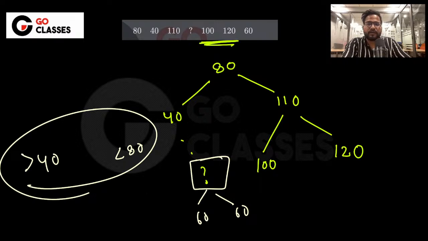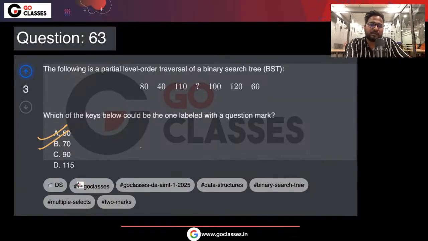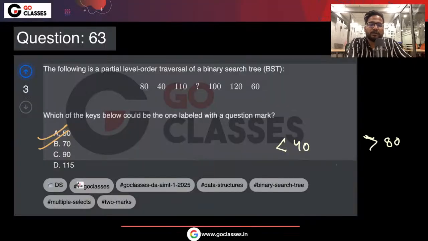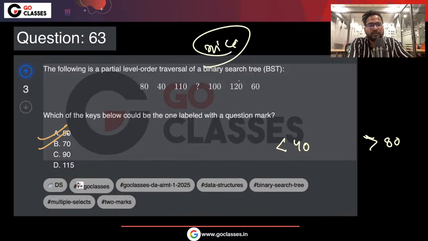Okay, any other doubt here? I hope that is understood. So 50 and 70 is the answer, any number which is greater than 40 and lesser than 80, right? Something like this. Anyway, 50 and 70 is the answer, because these other numbers are all greater than 80. It was a nice question.